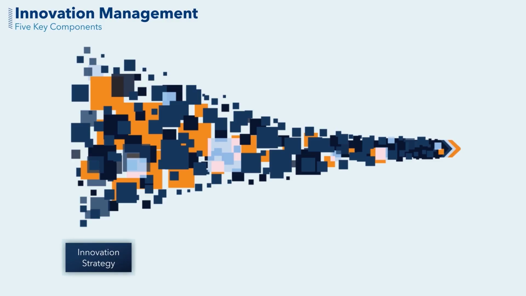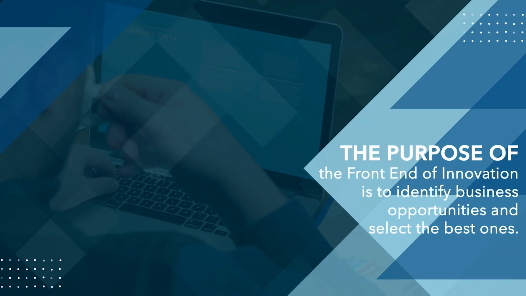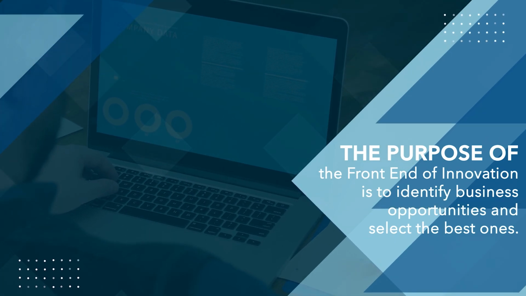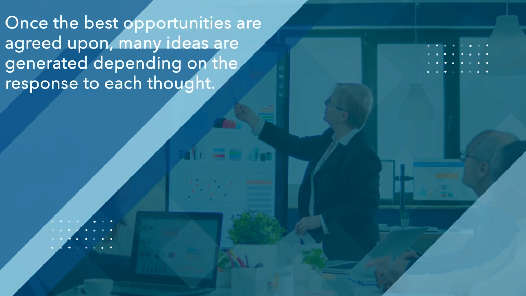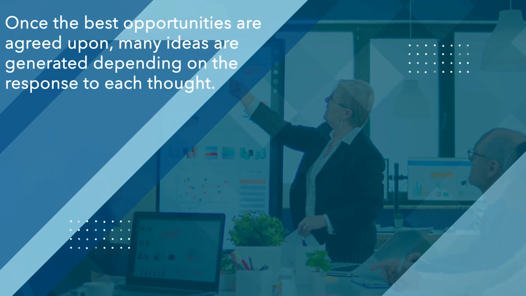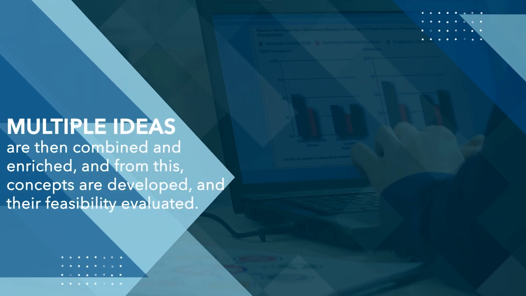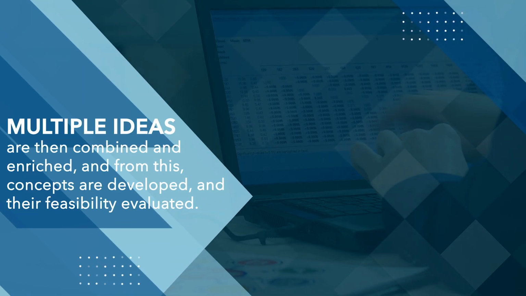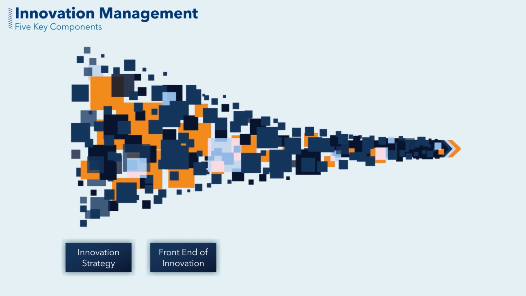Following the innovation strategy in the innovation management system comes the front end of innovation. The purpose of the front end of innovation is to identify business opportunities and select the best ones. Once the opportunities are agreed upon, many ideas are generated depending on the response to each thought. Multiple ideas are then combined and enriched, and from this, concepts are developed and their feasibility evaluated.